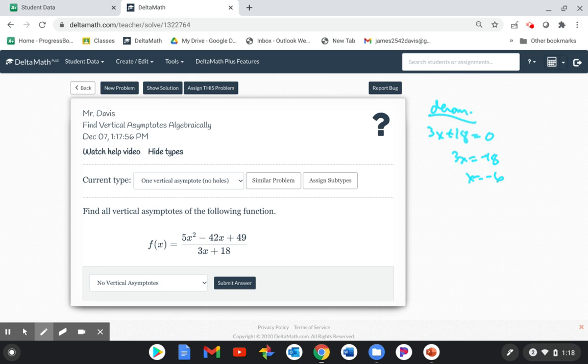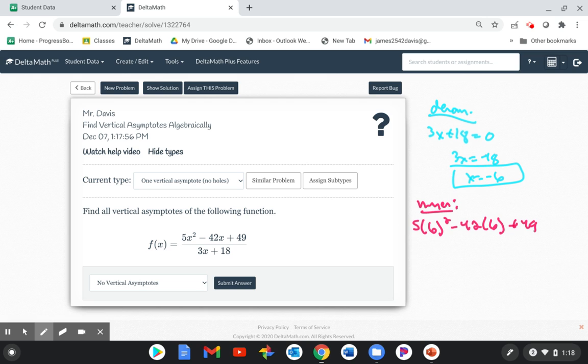So right off the bat here, since we only have one of these, I would definitely just plug this into the top and see if it's a 0 of the top as well. That will tell you if you don't get 0, then it's a vertical asymptote. If you do get 0, it's a hole. So let's just go ahead and do that. For our check in the numerator, you can still even just write out numerator, showing that you're checking. 5 times 6 squared minus 42 times 6 plus 49. Might require a little bit of work.